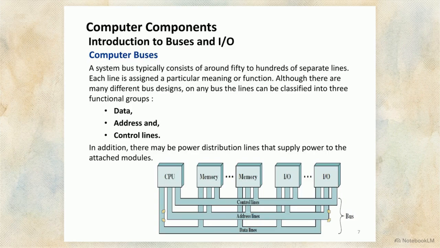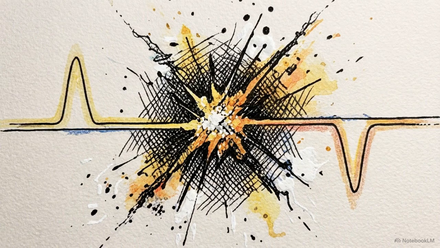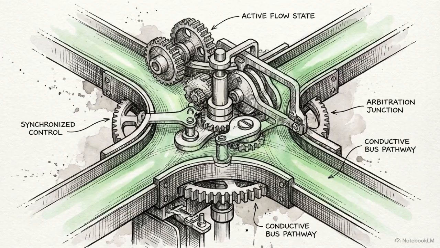Next are the address lines. This is a unidirectional routing pathway used to designate the exact destination or source of the data on the bus. The width of the address bus determines the maximum possible memory capacity the entire system can support. Finally, because the data and address pathways are shared by all components, the system relies on the control lines. This third group acts as the crucial arbitration mechanism, transmitting command and timing signals. High bandwidth and expanded memory capacity serve no purpose if the signals collide on the wire. The control lines act as the synchronized traffic lights of the system.